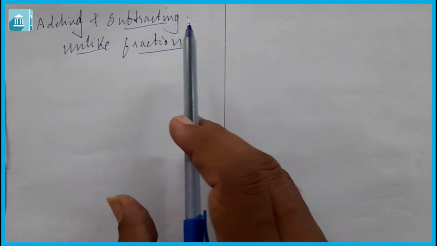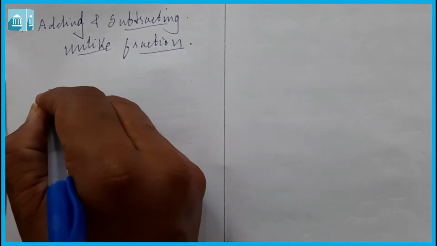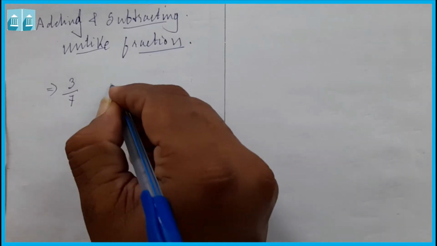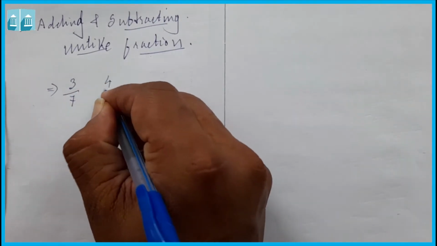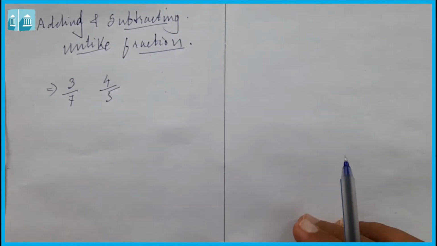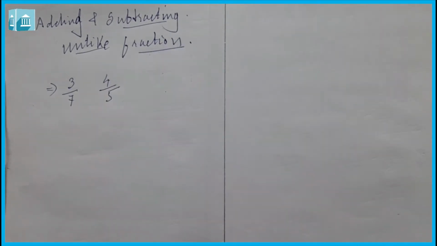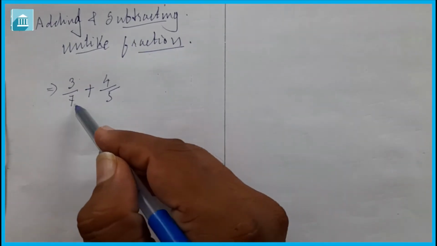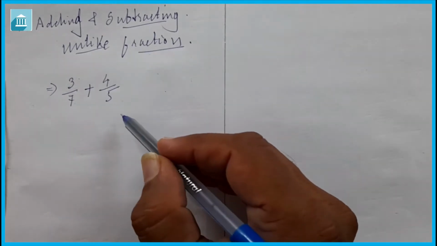Now in this session we are going to learn about adding and subtracting unlike fractions. Now we all know what unlike fractions are. For example, 3 by 7 and suppose 4 by 5. These both are unlike fractions. When we add them, let us see how to add them: 3 by 7 plus 4 upon 5.